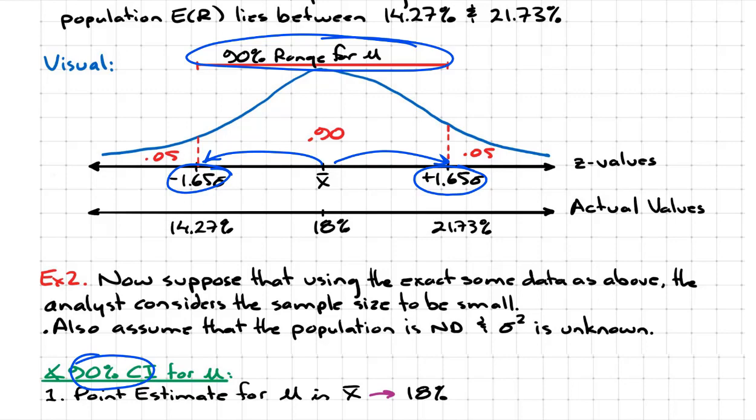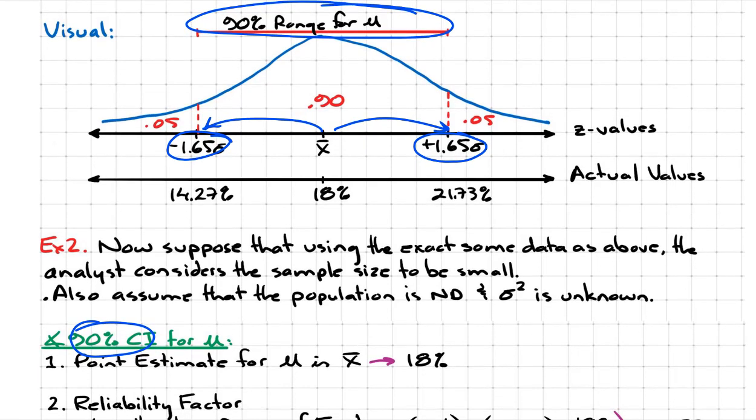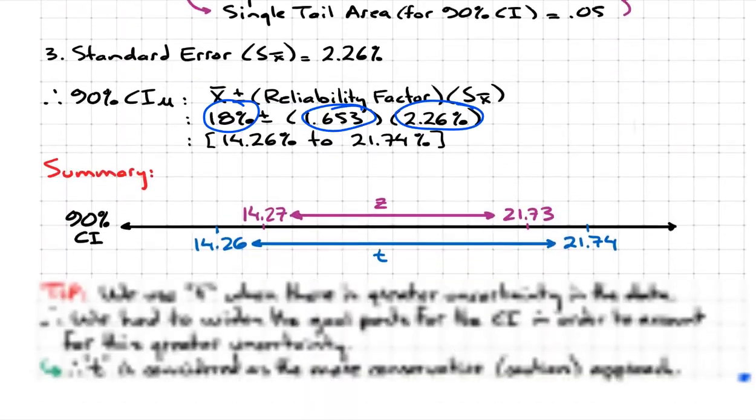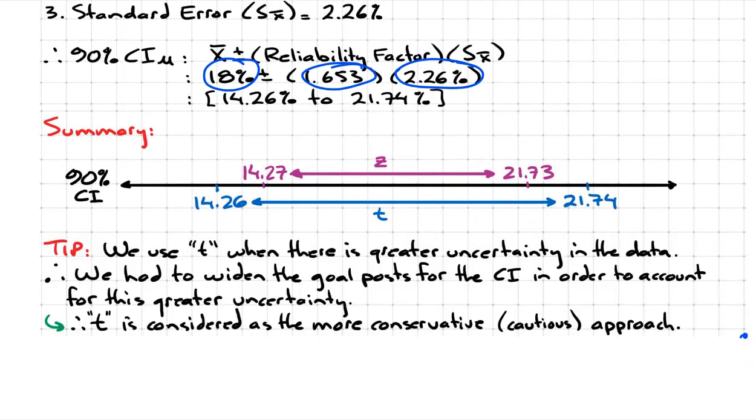When we were using Z, the goalposts were 1.65 standard errors away. But if you're using T, the goalposts get widened a bit. So now we're going 1.653 standard errors on either side. And then you can see the result. So if you're using Z, you have narrower goalposts because you were only deviating by 1.65. But if you're using T, you can see that the goalposts got a little wider.